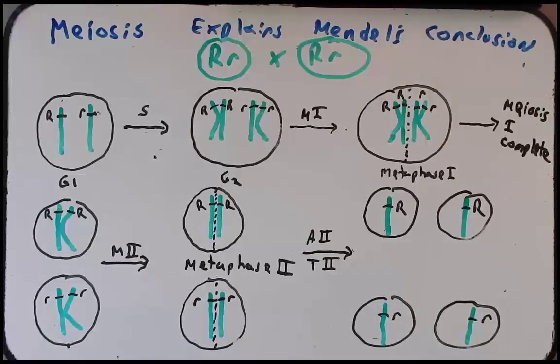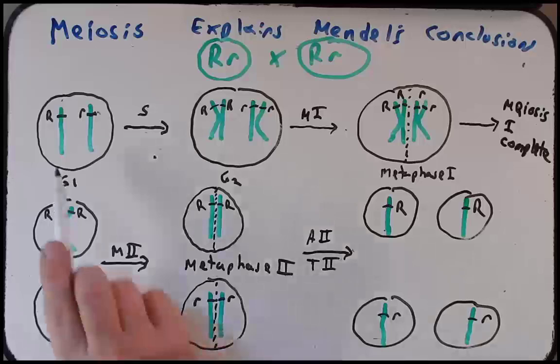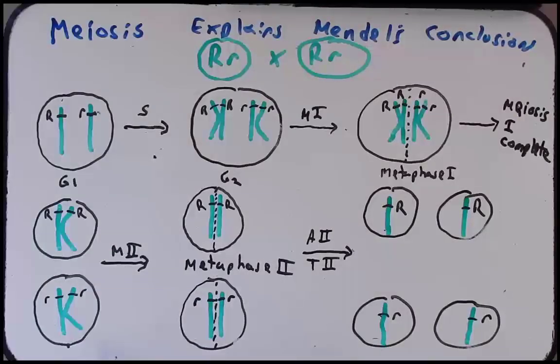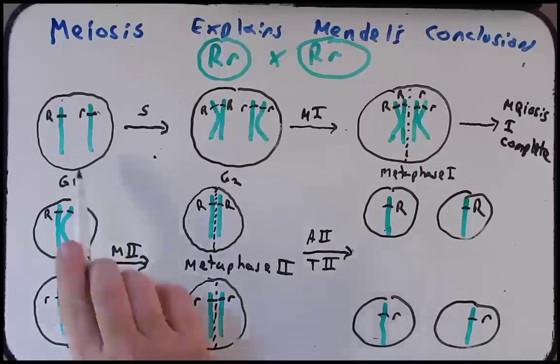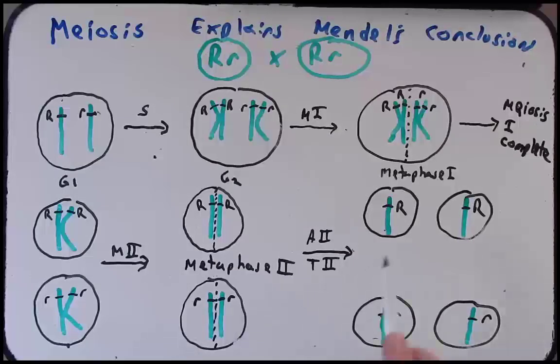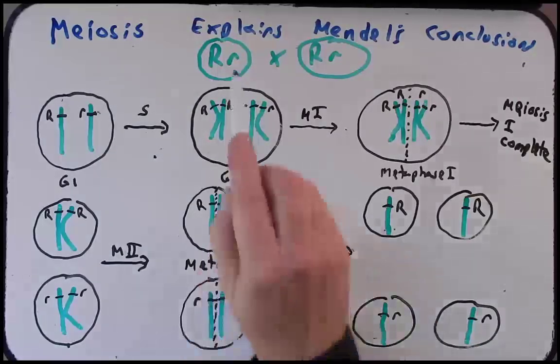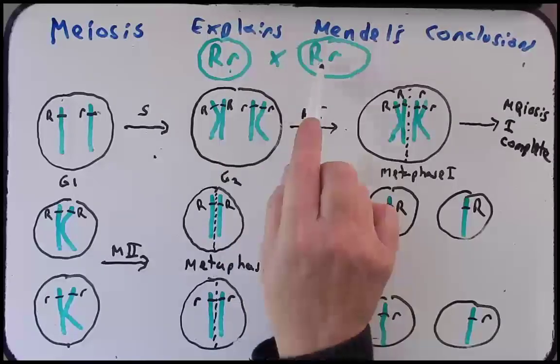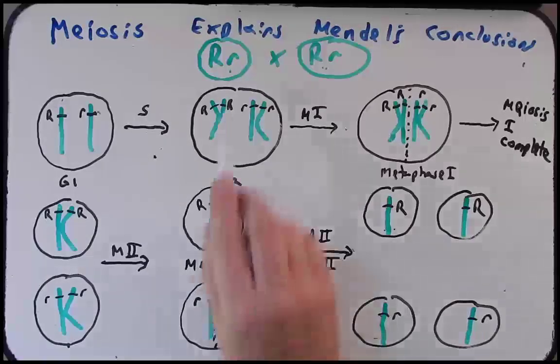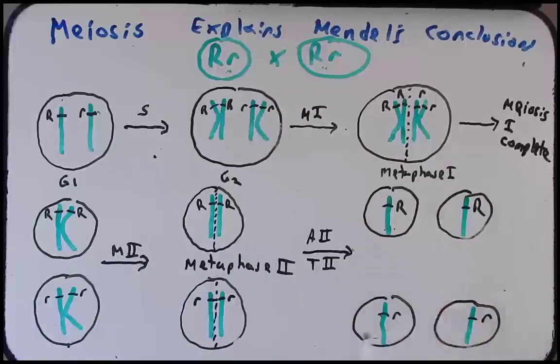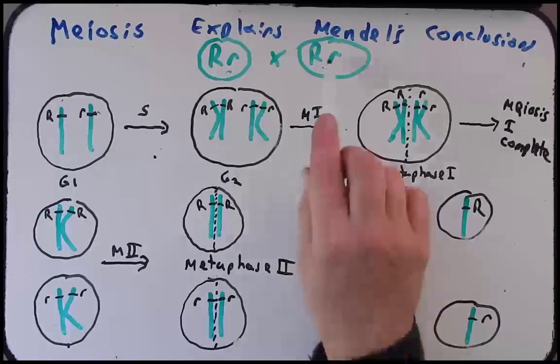Again, this supports Mendel's conclusions. We have 2 alleles. Through the process of gamete production, the alleles separate from each other, such that the gametes contain either big R or little r, and we have equal probability of having a big R or a little r gamete. Now remember, I only showed you this for one plant, but the exact same thing is happening in the other plant. So this plant is making these 4 gametes per round of meiosis, and so are these.